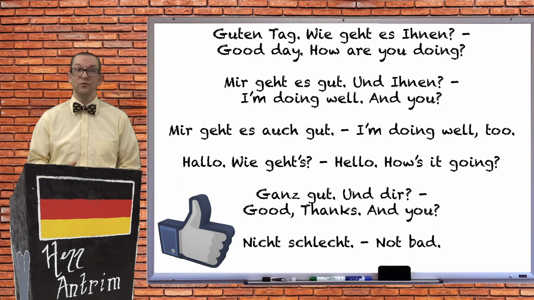In order to ask the other person how they are in response to the question wie geht es Ihnen or wie geht es dir, you would say und Ihnen for the Sie form and und dir for the du version. For example, Guten Tag, wie geht es Ihnen? Mir geht es gut. Und Ihnen? Mir geht es auch gut.